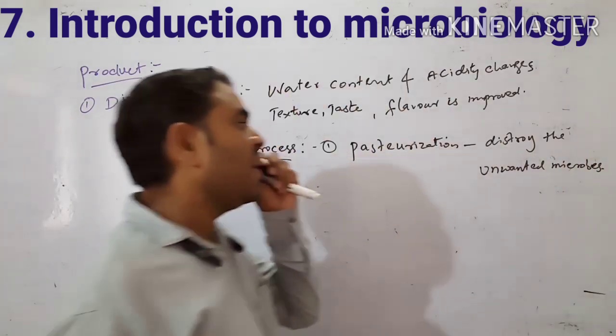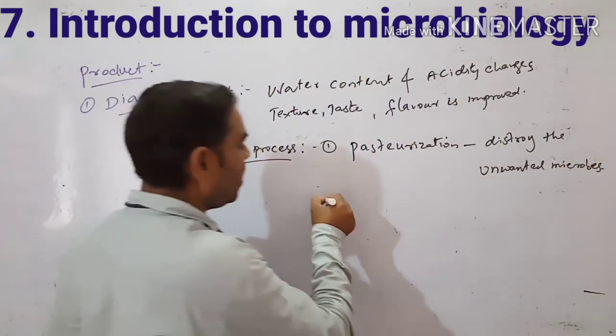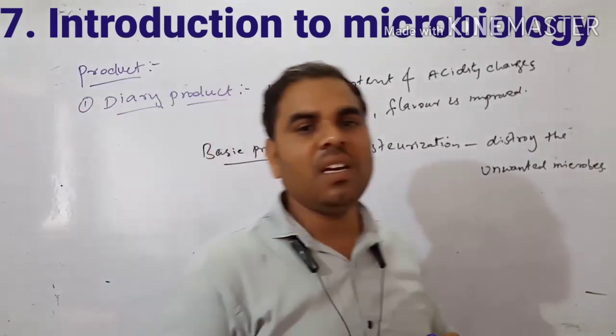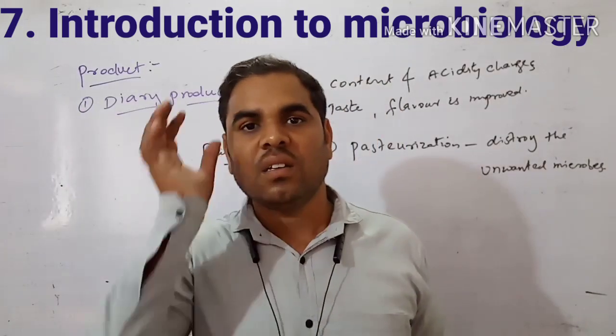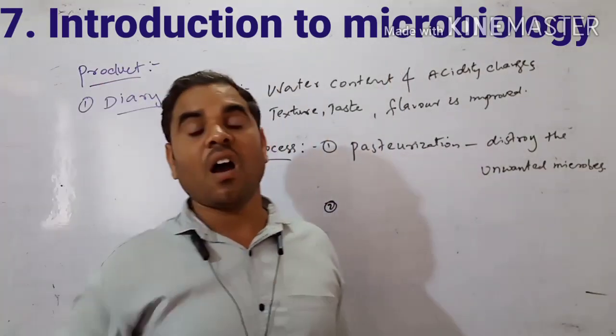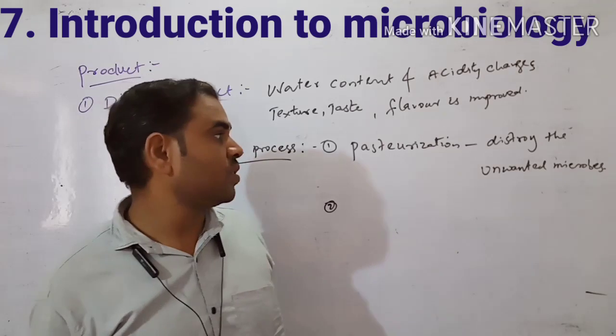Okay. Next we have to see the second process. What will happen if microbes are present in that milk? The milk will be spoiled. The product will be spoiled. That's why we have to remove the unwanted microbes.